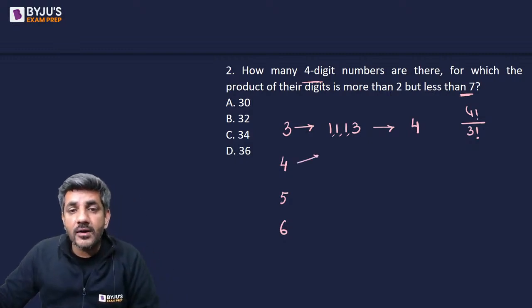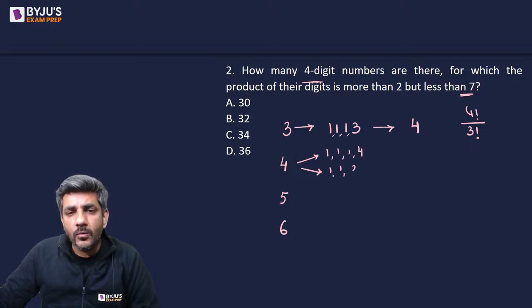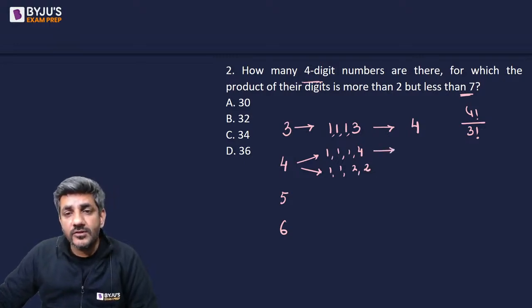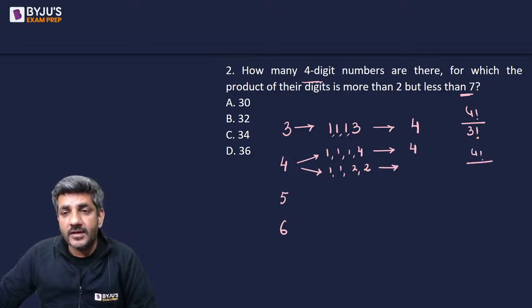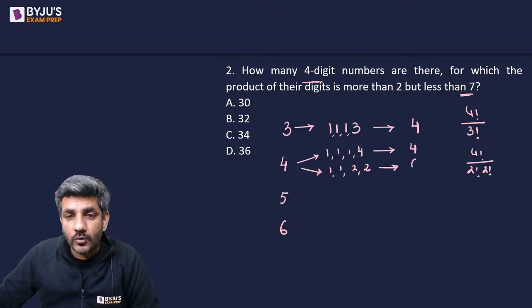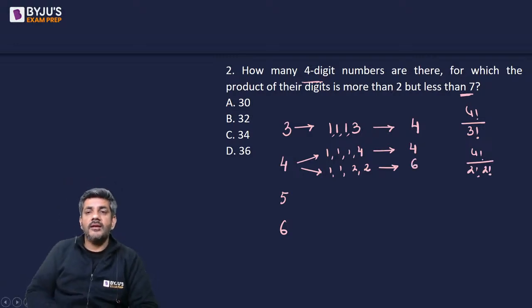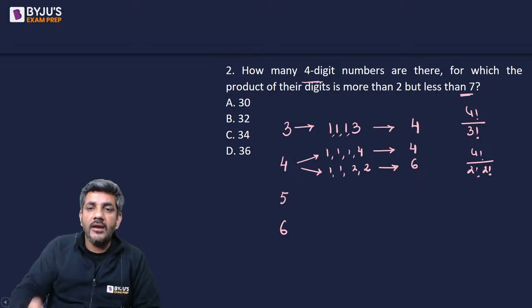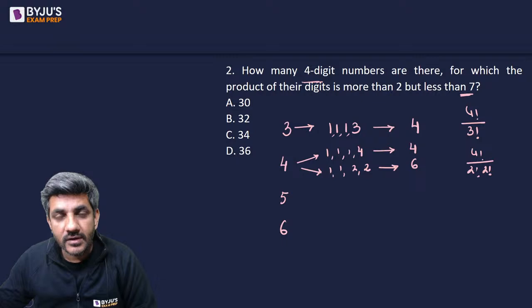अब 4 का अगर प्रोडक्ट है तो कितने केसेस में पॉसिबल है? Either they are 1, 1, 1 and 4, or they are 1, 1, 2 and 2. 4 तो दो तरीके से बन सकता है. अब 1114 से फिर से चार नंबर्स बनेंगे. 1122 से कितने बनेंगे? It is 4 factorial divided by 2 factorial into 2 factorial, which is equal to 6, right? So now we have six numbers using 1122 and four numbers using 1114.